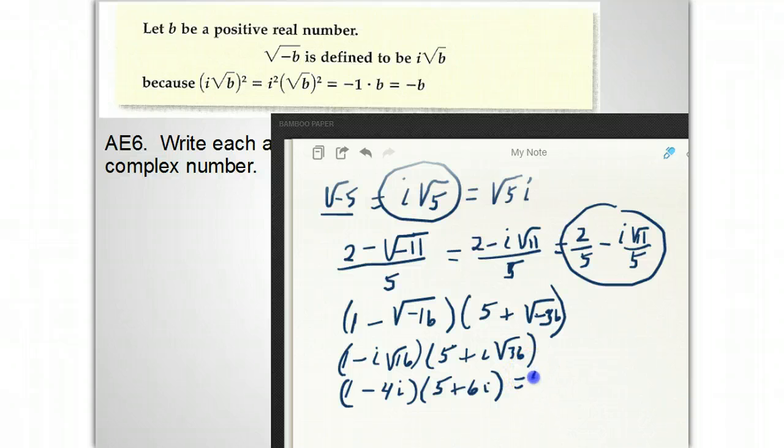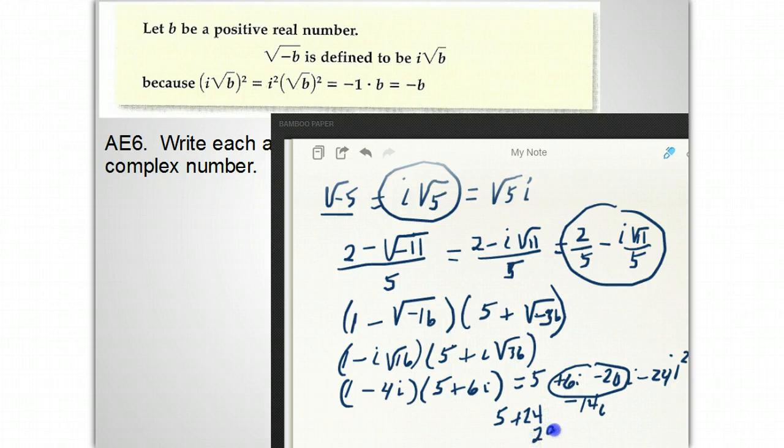And now we can progress like we did in an example like this, I think, in our last video. 1 times 5 is 5. Our outers would be plus 6i. Inners, negative 20i. And the last product would be negative 24i squared. Well, these two terms give us negative 14i. And then the 5 is now added to 24, because negative 24i squared is plus 24. So we have 29 minus 14i, and that's in standard form.